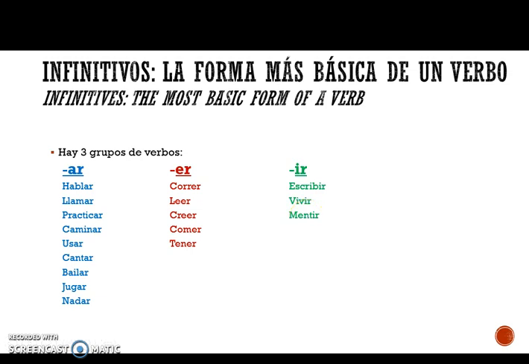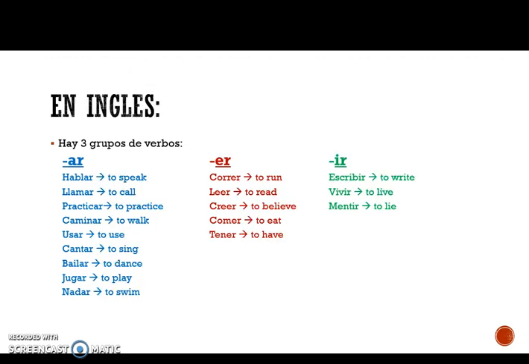Infinitives are the most basic form of the verb. En inglés, hablar, to speak, llamar, to call, practicar, to practice, caminar, to walk, correr, to run, leer, to read, creer, to believe, escribir, to write, vivir, to live, mentir, to lie. Now notice, as we compare our infinitives in Spanish and in English, that a subject isn't given. This is simply the action. For example, to speak. We're simply saying to speak. We're not saying who is doing the action. This is because, again, infinitives are the most basic form of the verb.